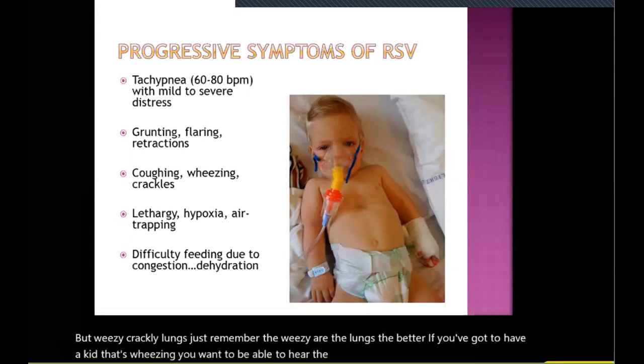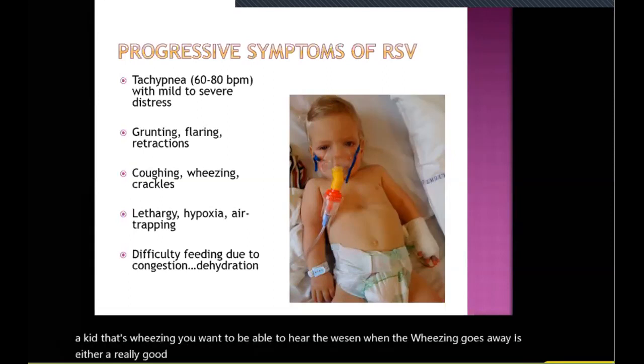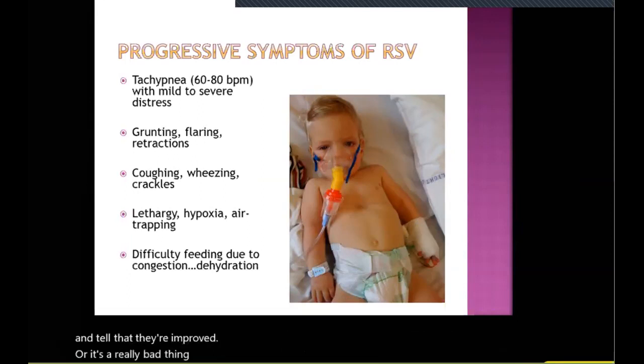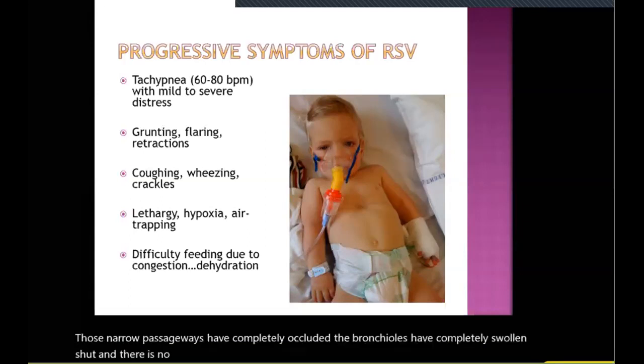When the wheezing goes away, it's either a really good thing because the child is obviously better. You can look at them and tell that they're improved, or it's a really bad thing because they still look bad, but the wheezing's gone. That means that those narrow passageways have completely occluded. The bronchioles have completely swollen shut, and there is no attempt at air. There is no air getting through. There is no movement of air. The attempt will still be there.